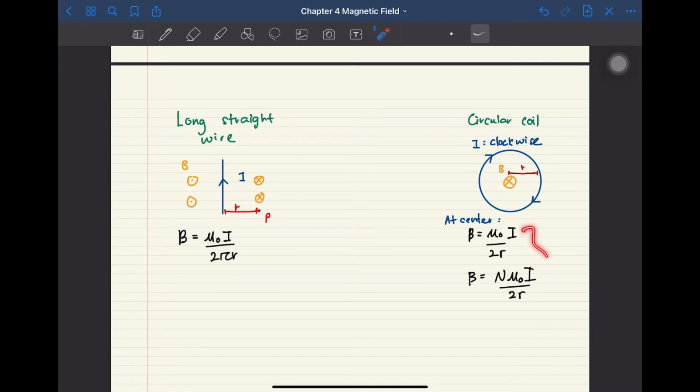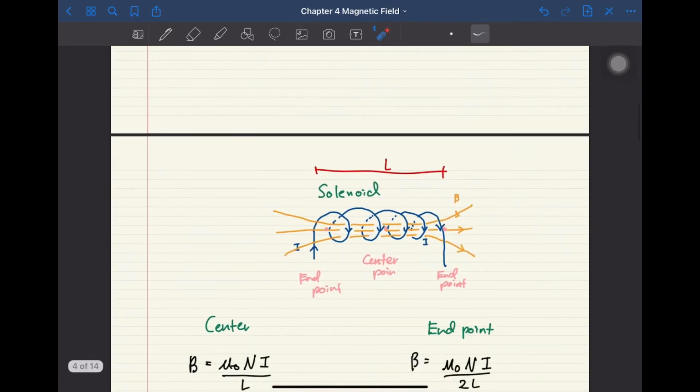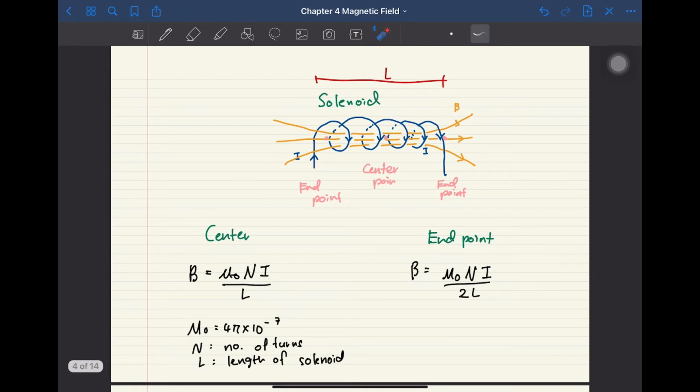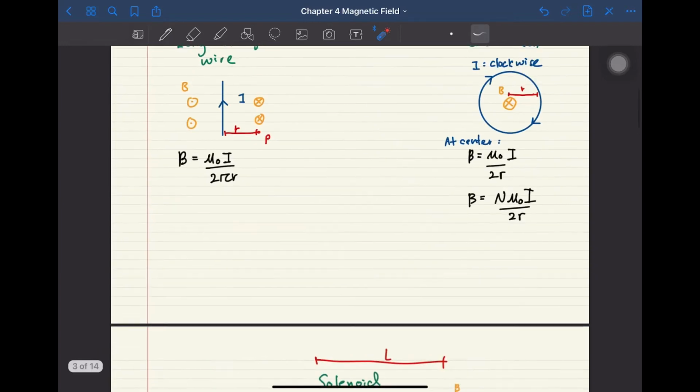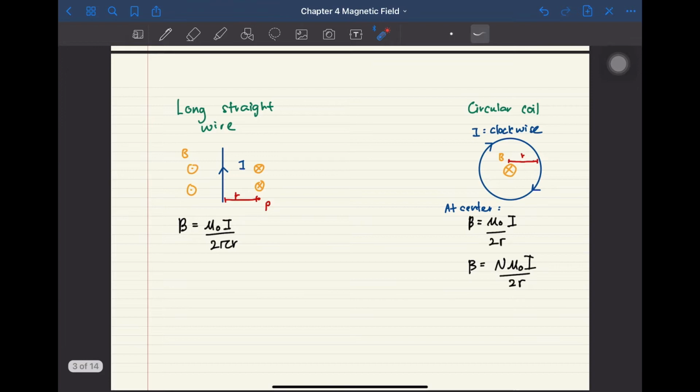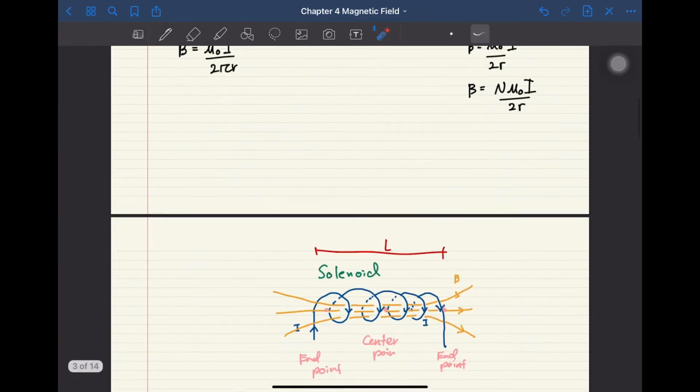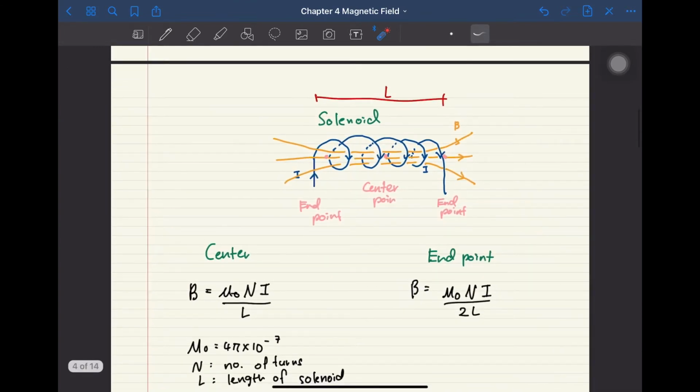These two formulas are pretty much the same, except the difference is you have N. N means the number of turns. And then you have solenoid. You have to be careful with solenoid and circular loop, because solenoid has multiple loops, and sometimes a circular coil has multiple loops as well. The difference is the solenoid has a length over here.